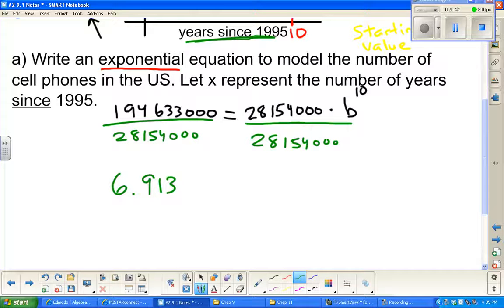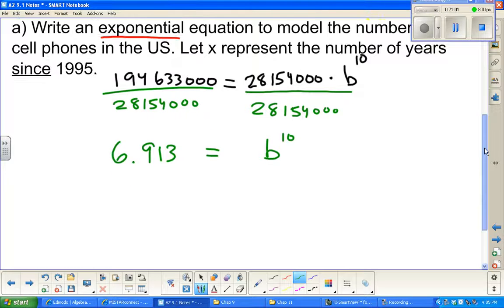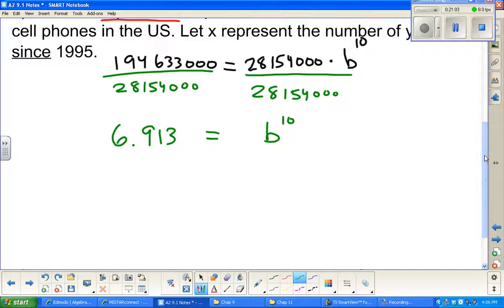Let's round it to the nearest thousandth, just to be safe. Don't call that 7. That's a little too far. If you want to go 6.9 or 6.91, but carry it relatively far. Technically, just so you guys know, when you're doing problems, you're not supposed to round until the final step. But that's not a huge deal as long as you don't round too short. So we should be safe here. So 6.913 equals b to the 10th power.